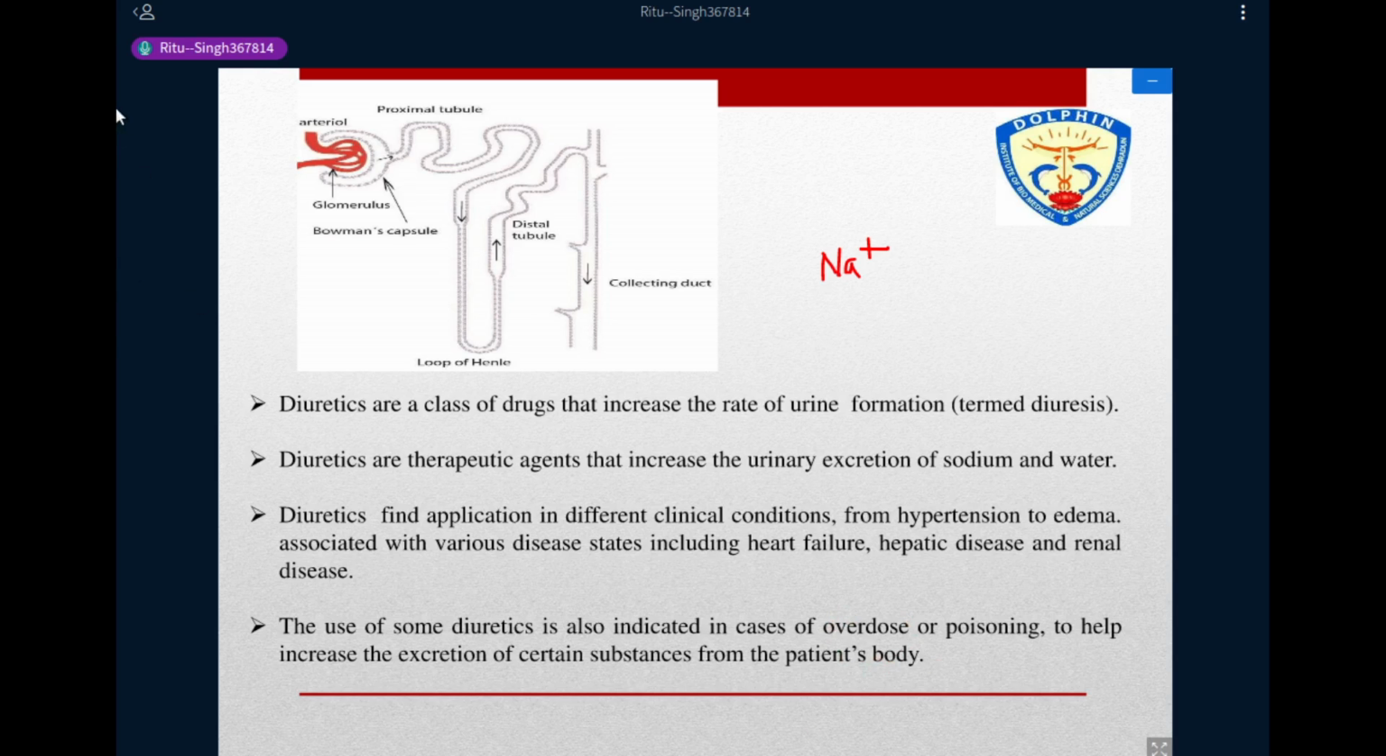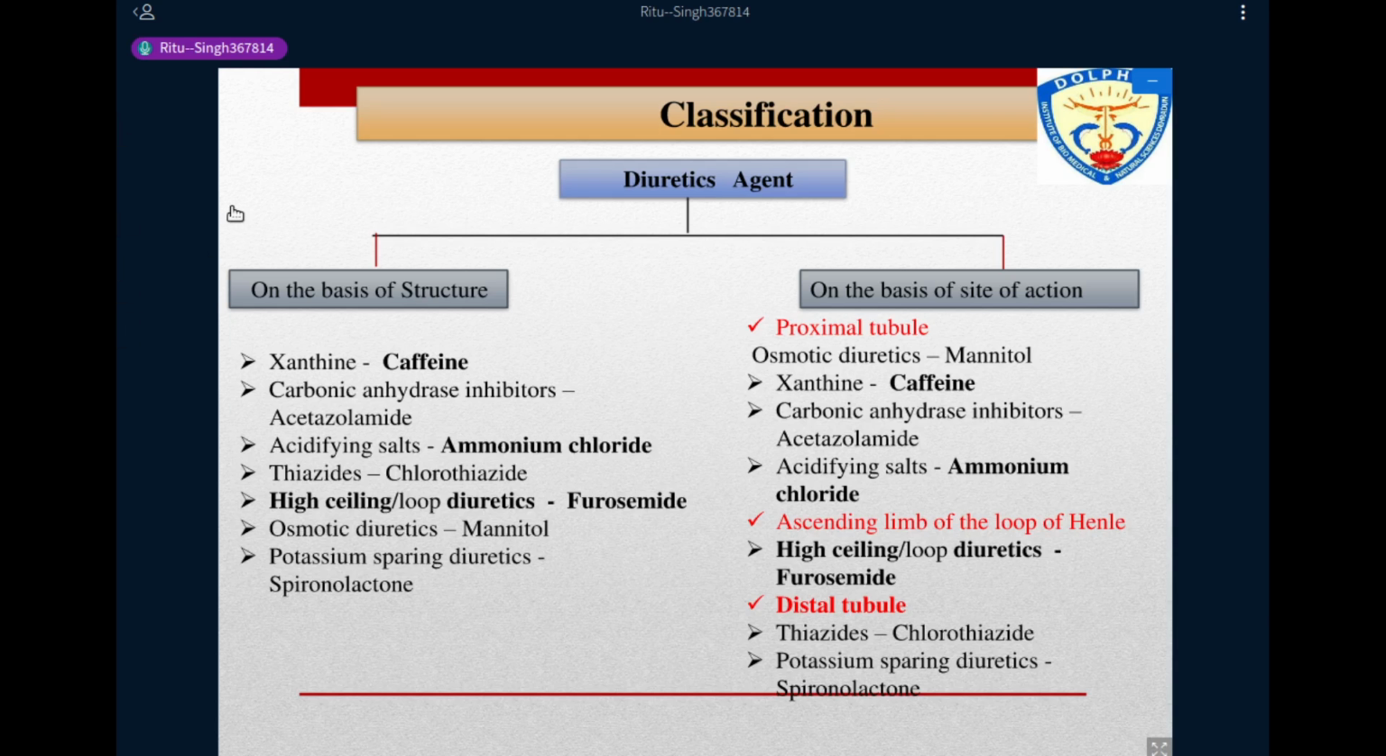Okay, now we discuss the classification. The next slide is related to the classification. So diuretic agents can be classified on two bases. First on the basis of structure and the second on the basis of site of action. So on the basis of structure, the first category is xanthine.